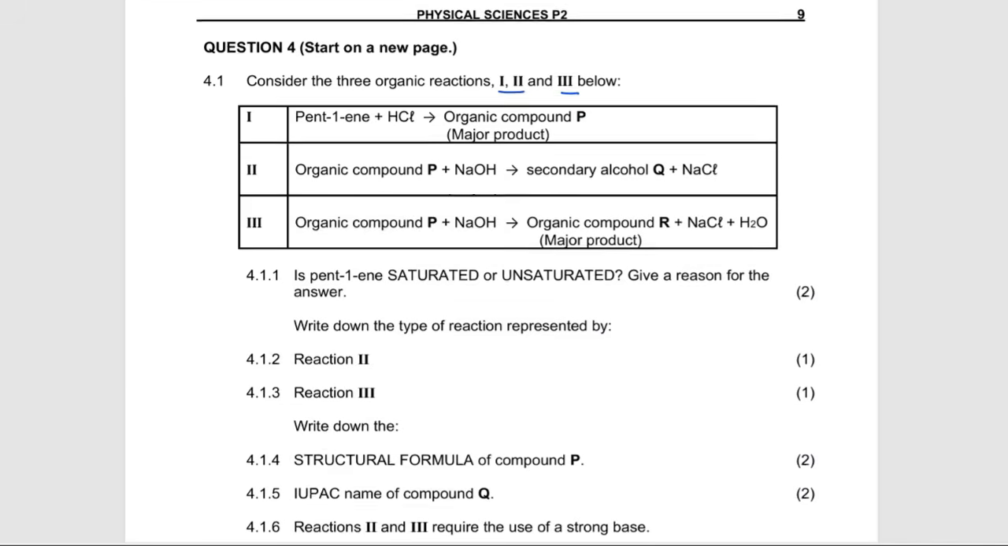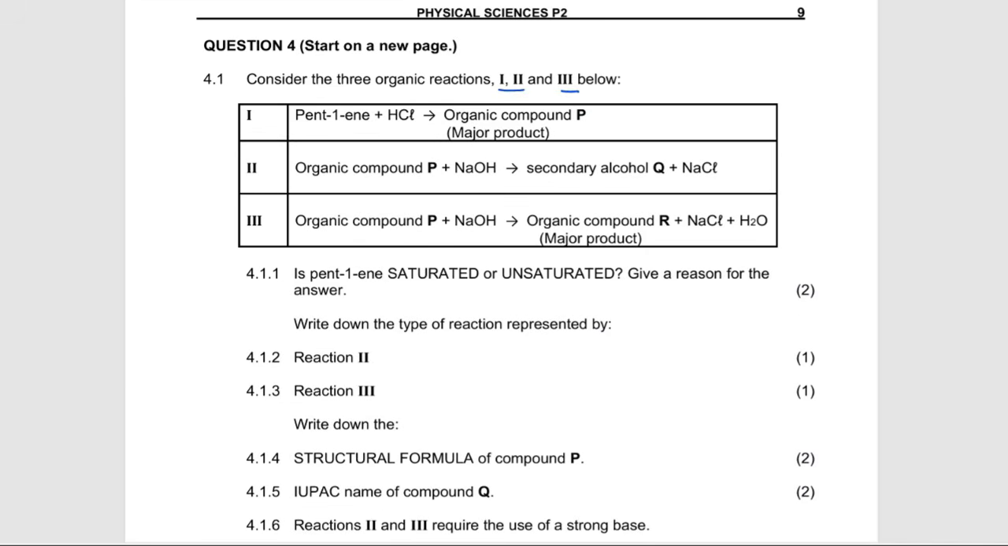Option 1 there, we're having our pent-1-ene in there, which is your HCl, then organic compound P as the major product, right? Then after that, they are saying here, reaction number 2, we have organic compound P plus sodium hydroxide to give us a secondary alcohol Q plus sodium chloride. Then reaction number 3, organic compound P plus sodium hydroxide, again gives compound R plus sodium chloride plus water, which is our major product, right?